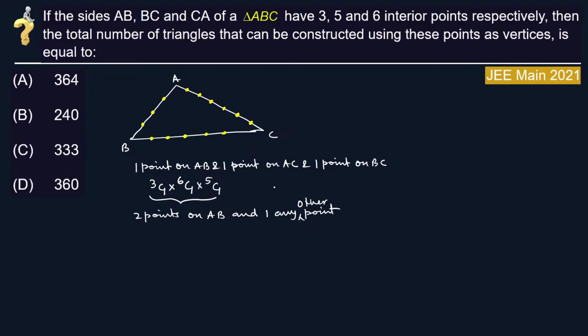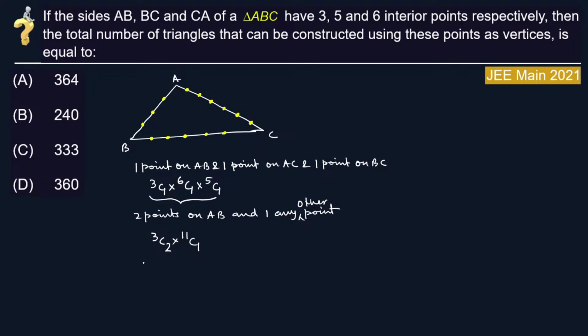Is it clear? So that can be done in 3C2 different ways. That is choosing 2 points out of these 3 points on AB. And how many points are there on AC and BC? Total is 11. So from those 11 points, you simply choose 1 point. Is it clear? So that is the total number of triangles that are formed whose one side coincides with the side of the triangle AB.